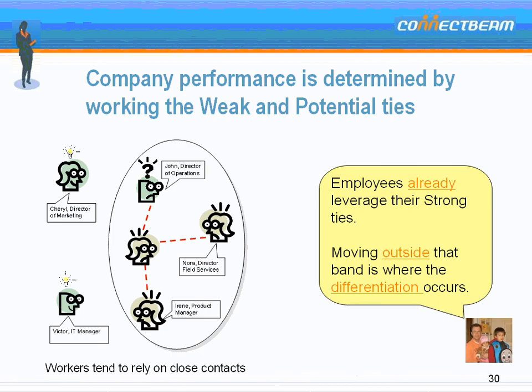And so what becomes important is moving outside that band of strong connections, and that's where the differentiation occurs for organizations. Now, as I say, the most natural thing for us to do is to turn to those we work with regularly for information and perspective. The problem with using only this approach is that employees tend to receive redundant information. That is, they see the same information and perspectives because of the commonality of the group, which limits the growth of employees and limits the growth of ideas and initiatives.